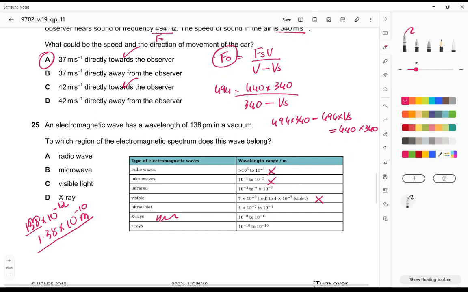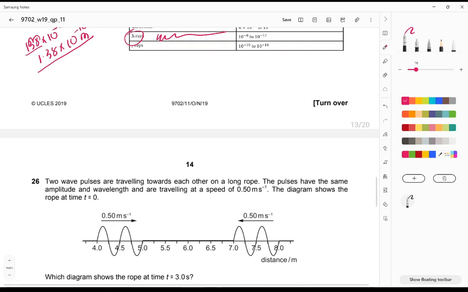So X-ray is the right answer. Okay, I was looking at gamma ray, so no, it is X-rays basically. So this makes sense, and this is done because 10 to the minus 10 actually lies in this range over here. So this is going to be X-rays. So D is the right answer.